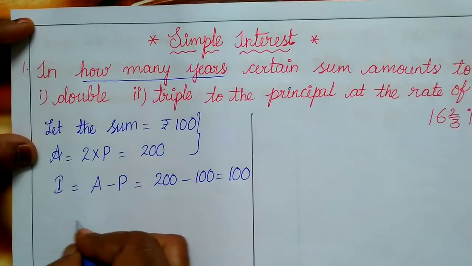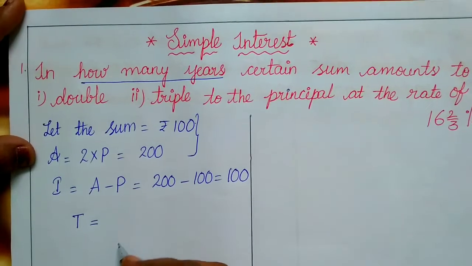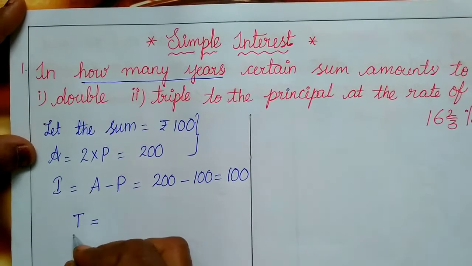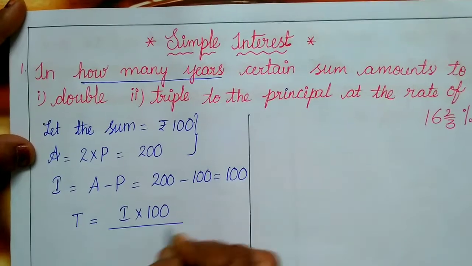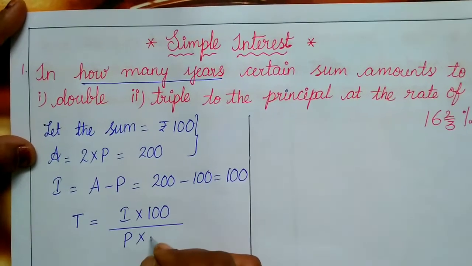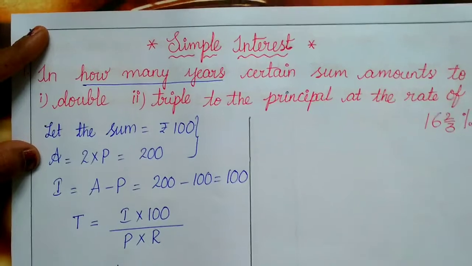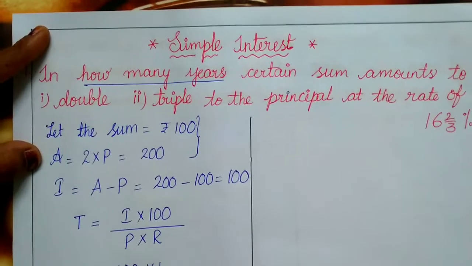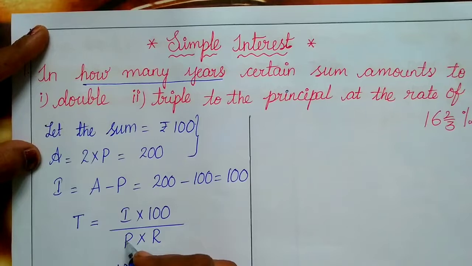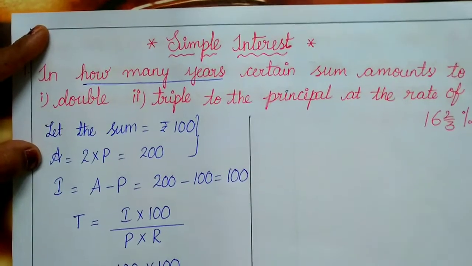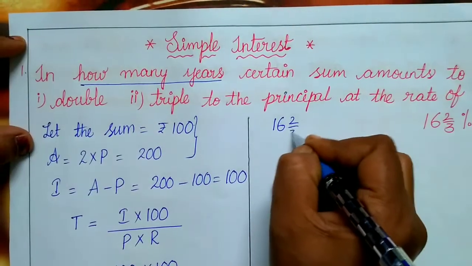So how do we find the time period? Because we know the formula, interest is equal to PTR by 100. From that we can write the formula for time period, which is I into 100 by P into R. This is the formula for time period. Now I is 100, into 100. Those values I am going to substitute here. And principal, which is the sum, both are the same, 100. And the rate of interest here is 16 2/3.